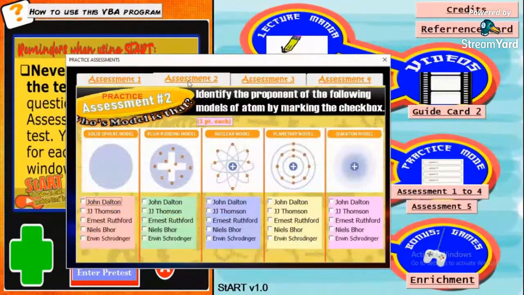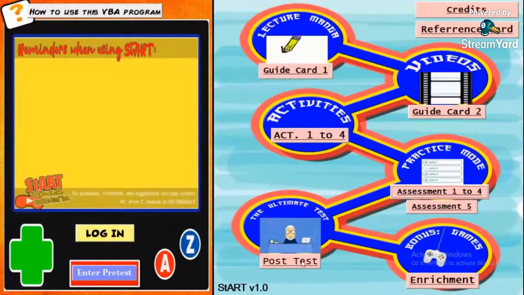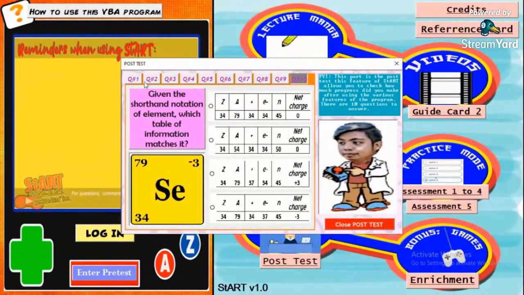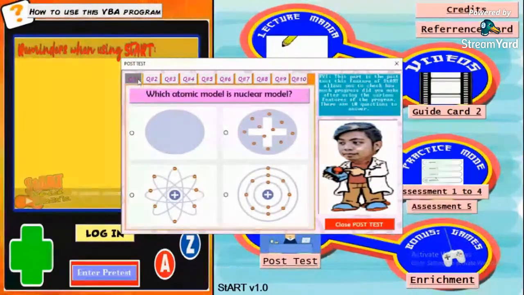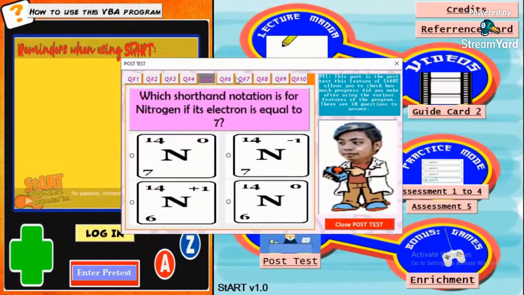Assessment 2, 3, and 4. For assessments and activities, the program responds because it will help the learner be guided in grasping the lesson. We can close it here once we're done. And the most important part, I should say, the post-test. In the post-test, we will see if the learner really learned something from our designed electronic sim.